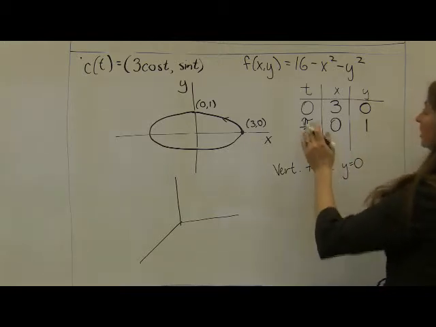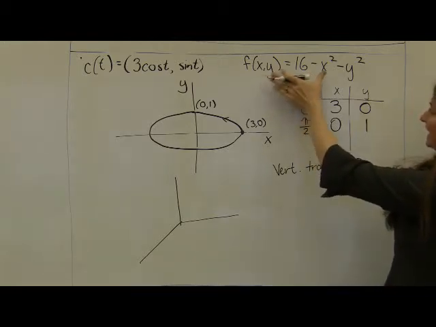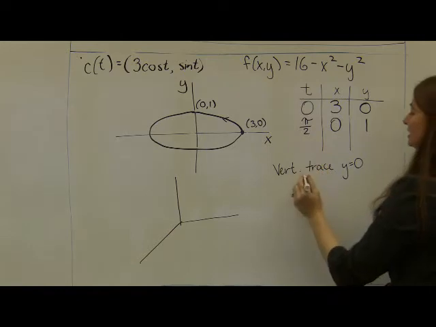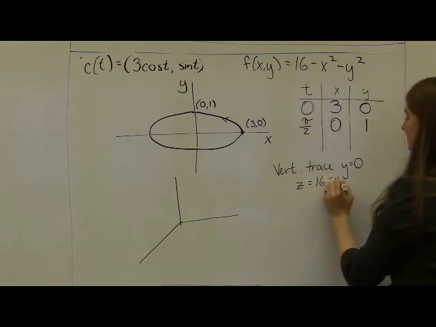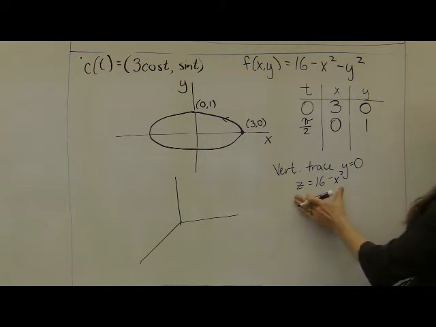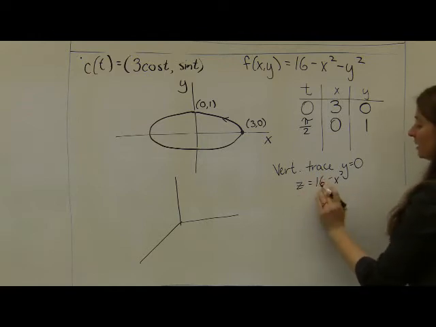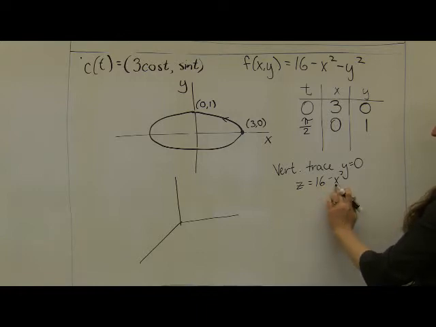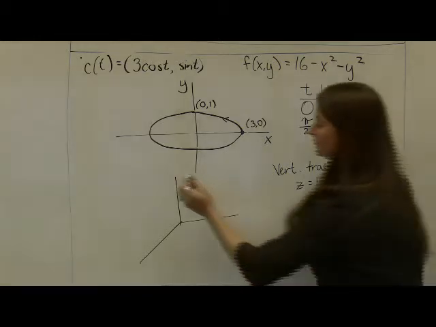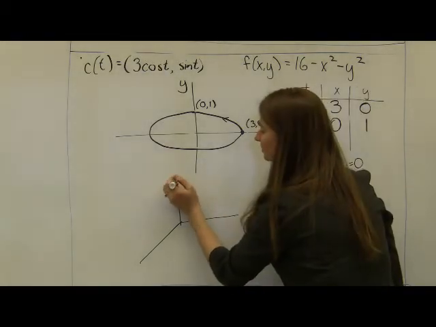So if y equals 0, I'm considering just the zx plane, and I'm looking at the equation z is equal to 16 minus x squared. This is a function that we know. It's a parabola that has an intercept at 16 when x is equal to 0, and it's a downward-facing parabola that has intercepts at plus and minus 4. So I'm going to graph all of that information.